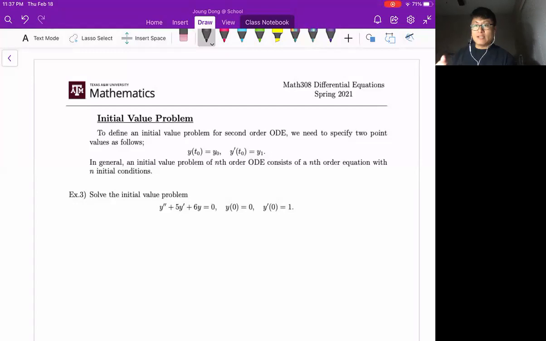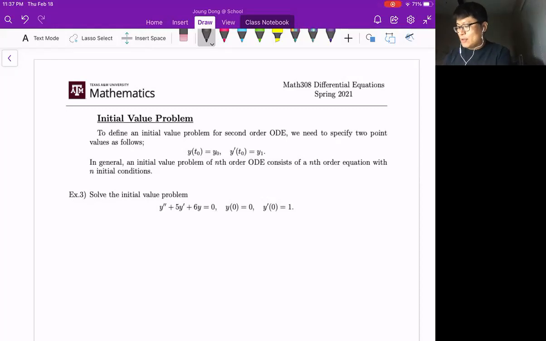But for this case, keep that in mind. For a first order differential equation, we needed only one initial condition. It was enough. But here, you need two initial conditions to determine two different coefficients. It is obvious, right? So let's start.